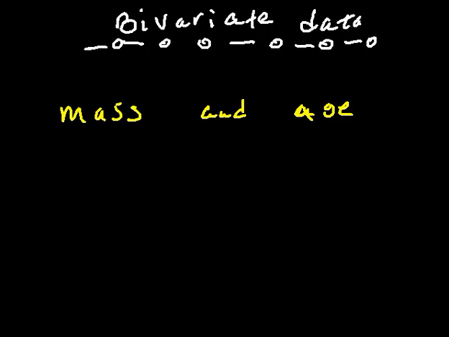So mass and age. This is also bivariate data. As a person is growing up, the mass tends to also increase. That is also bivariate data, in which the mass of an object or a person or any other living thing depends on the age of that particular living thing. Let's say, for example, if we talk of a person, as a person is growing, the mass itself also grows.